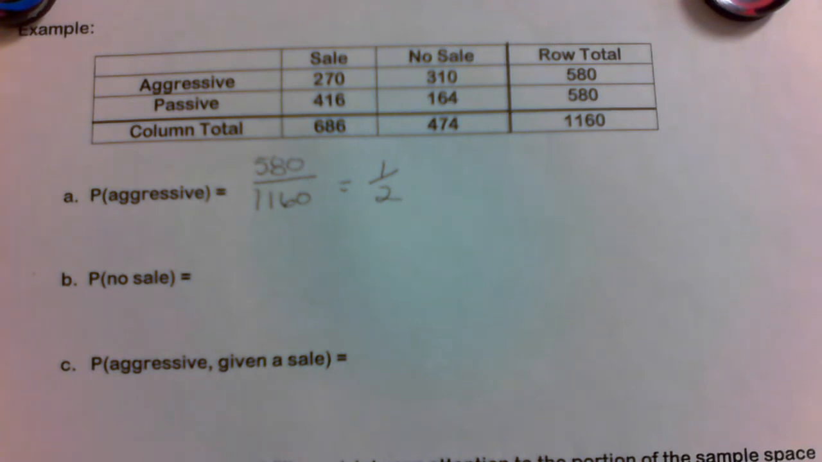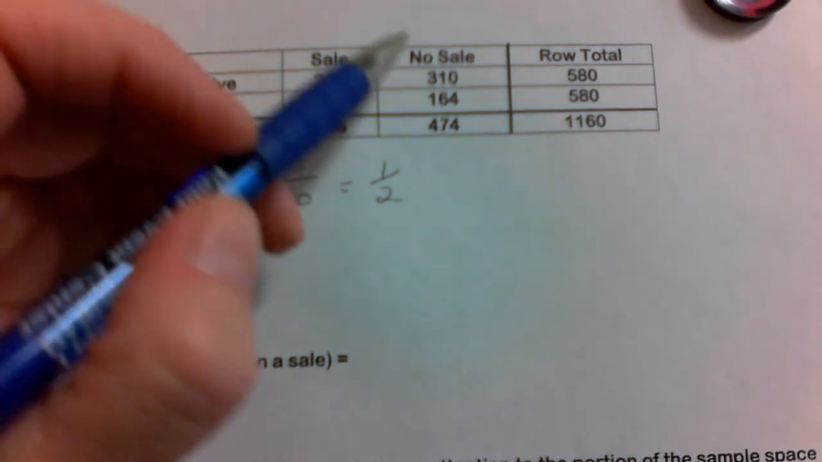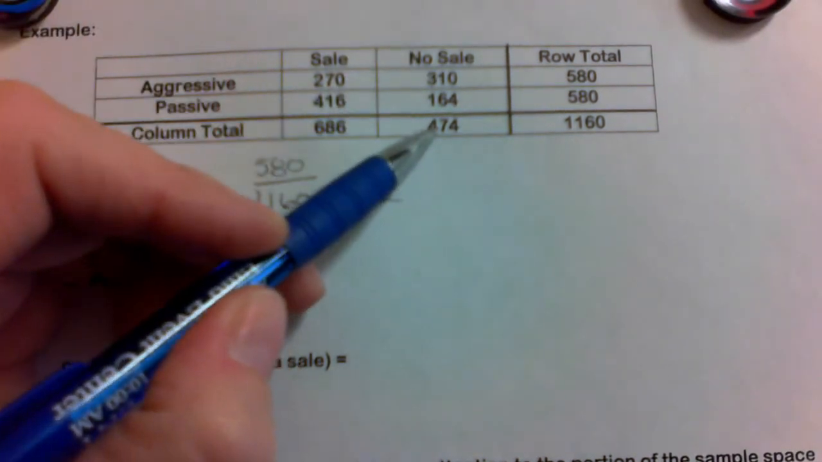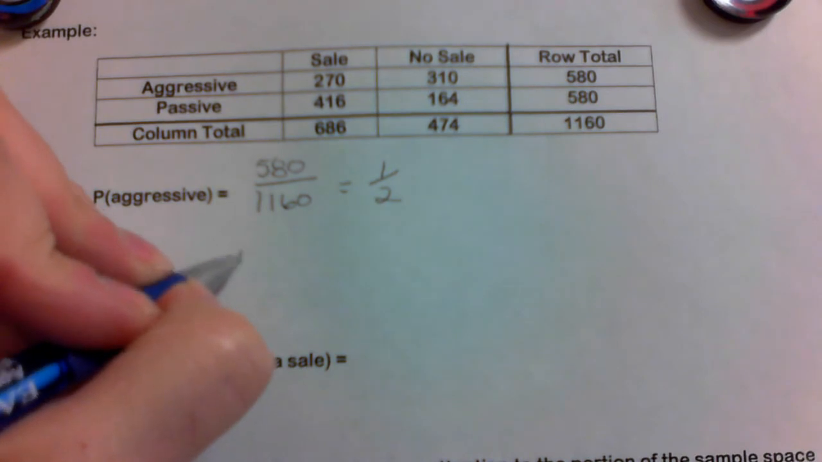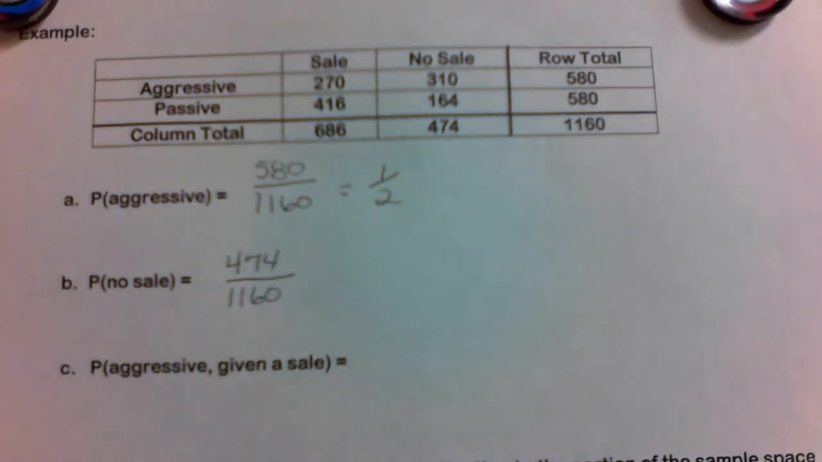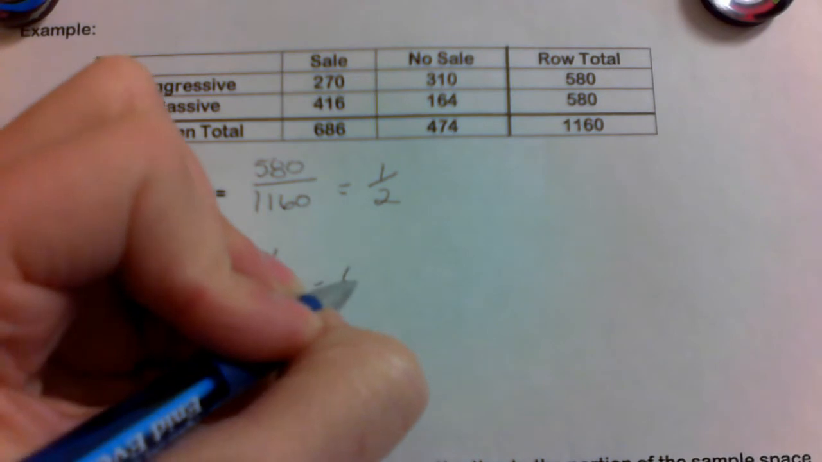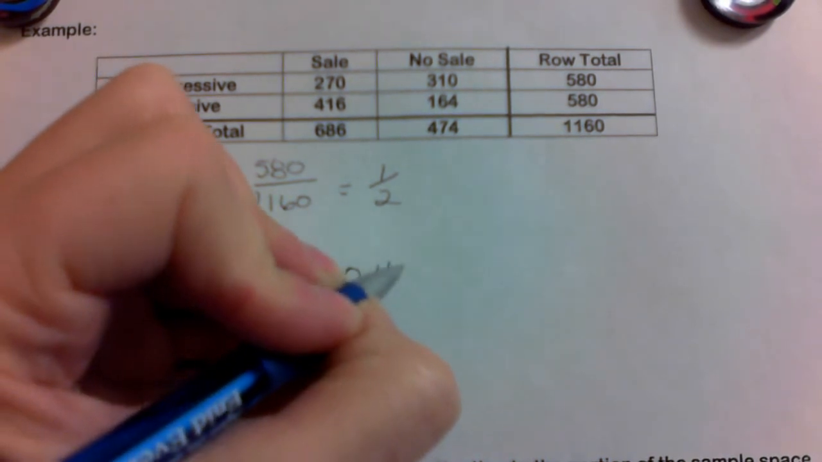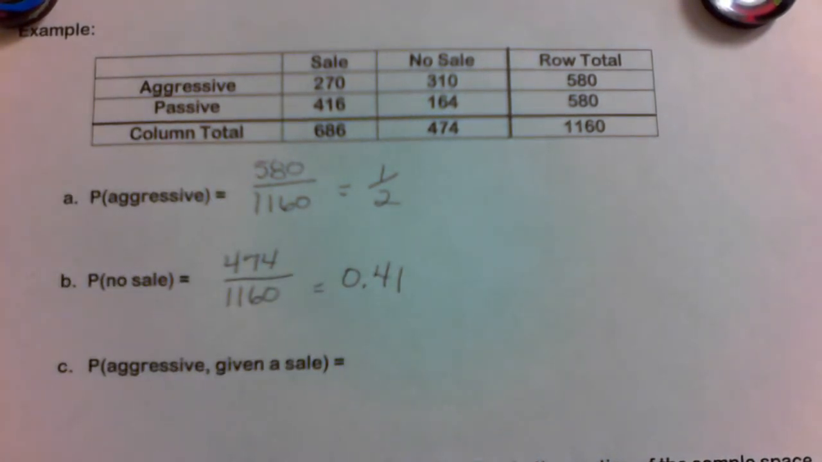So then the second one says, what is the probability that no sale was made? So here's no sale. There were a total of 474 customers out of 1160 that a car was not sold. So that reduces to, and it's such a big number, I just plug it into my calculator, and it's approximately 0.41. Use normal rounding rules and round to 2 decimal places.